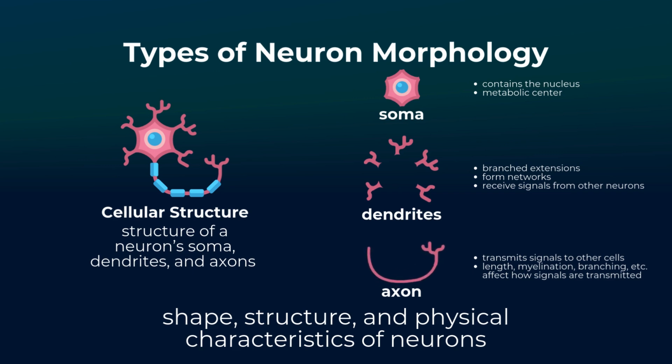The axon is another critical component, extending from the neuron to transmit signals over distances to other cells. The morphology of axons, including their length, myelination, and branching, affects how signals are transmitted within the nervous system.